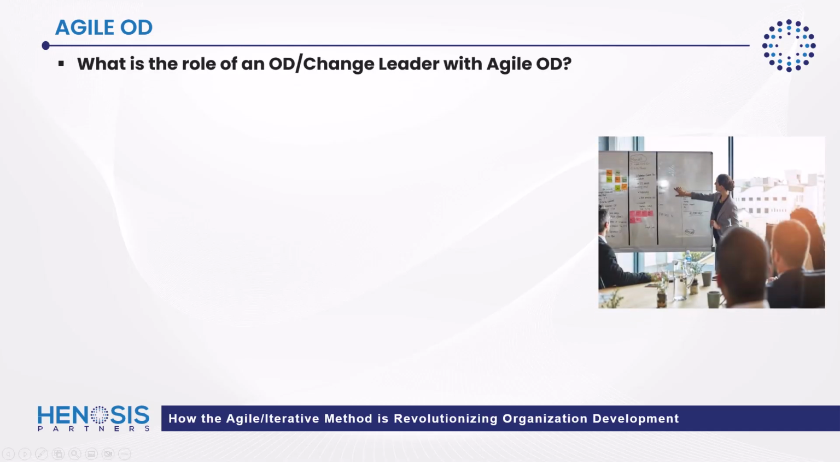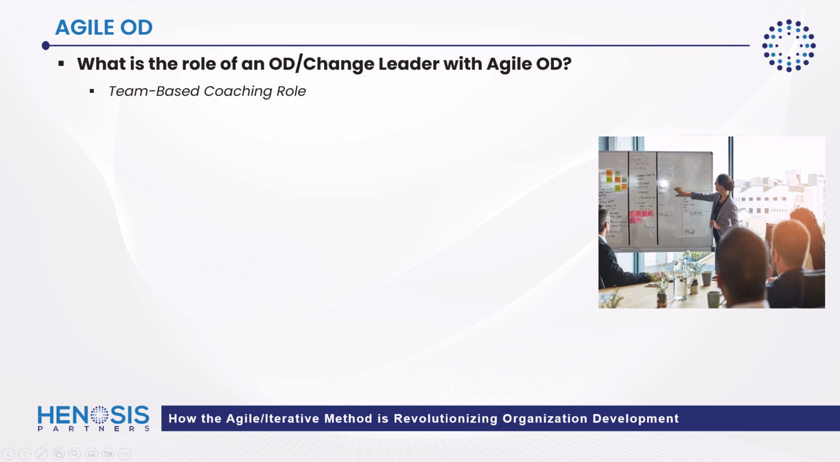Now at this point you might be asking, well, what is the role of an OD change leader when leveraging Agile OD? Let's discuss this question next. There are two capacities that an OD change leader would serve in when leveraging Agile OD. The first capacity is to serve in a team-based coaching role.